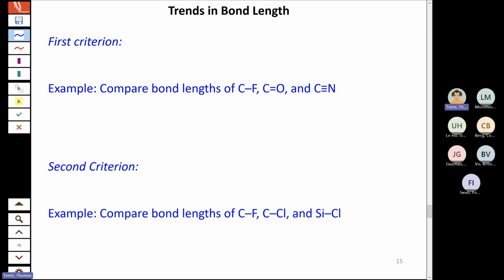So when you're comparing bonds, the first thing you want to look at is the bond order. If the bond orders are different, use that as your primary determining factor. Maybe the one exception to that is if you have two hydrogens bonded to each other, that's the shortest bond you can have because a hydrogen is tiny. But in general, if you're comparing atoms from the same part of the periodic table, so C-F, C-O, C-N, all of those are in the 2p block of the periodic table, the first thing you want to look at is the bond order. And again, higher bond order means shorter bond.